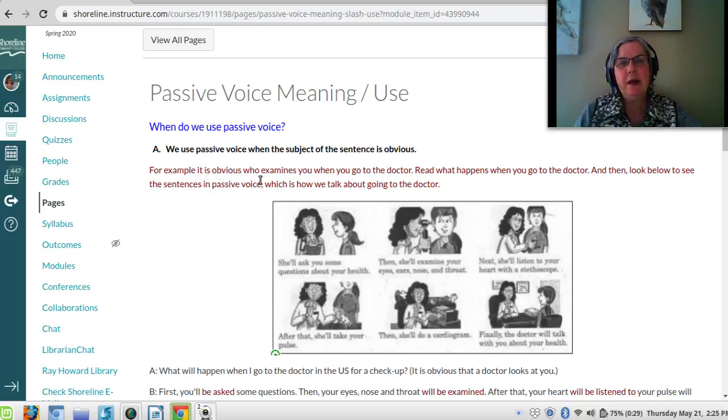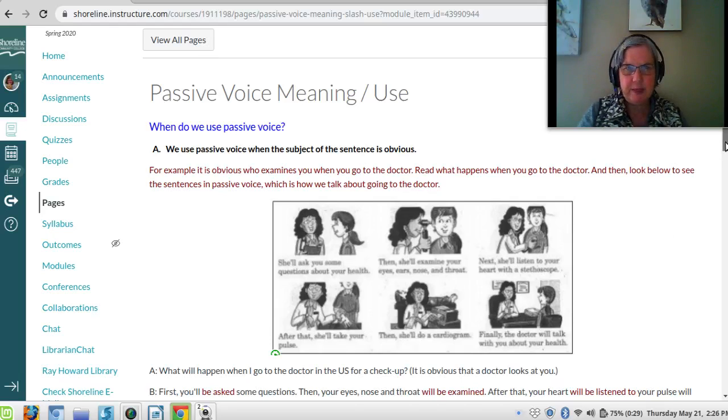For example, it is obvious who examines you when you go to the doctor. Read what happens when you go to the doctor and then look below to see the sentences in passive voice, which is how we talk about going to the doctor. The doctor will ask you some questions about your health. Then she will examine your eyes, ears, nose, and throat. Next, she will listen to your heart with a stethoscope. This little device is a stethoscope. After that, she will take your pulse. Then she will do a cardiogram. Finally, the doctor will talk to you about your health.